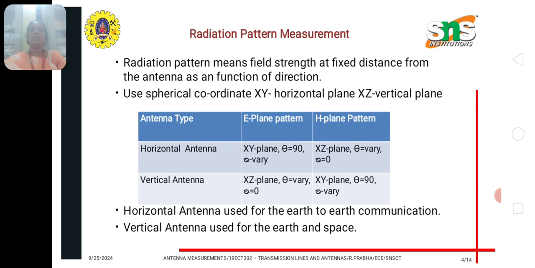Considering the antenna type, there are horizontal antennas and vertical antennas. For a horizontal antenna, the plane pattern is called the E-plane pattern, and in the E-plane pattern we take the xy plane, with theta equal to 90 degrees and phi varying. In the H-plane pattern we take the xz plane, and theta will vary here, and phi is equal to 0. A vertical antenna is measured in the xz plane, where theta varies and phi is equal to 0, and in the xy plane theta is equal to 90 degrees and phi varies. Horizontal antennas are used for earth to earth communication. Vertical antennas are used for earth and also space.